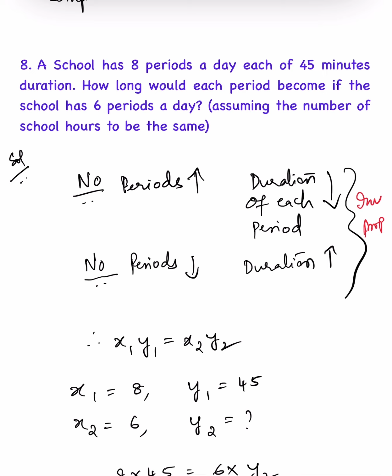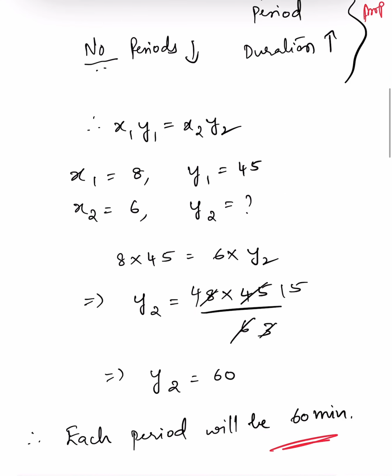So x1 into y1 equals x2 into y2. x1 is 8, y1 is 45. x2 is 6. What is y2? 8 into 45 equals 6 into y2. y2 equals 8 into 45 by 6, which is equal to 60. So each period will be 60 minutes.